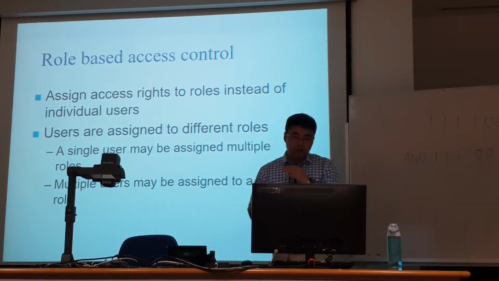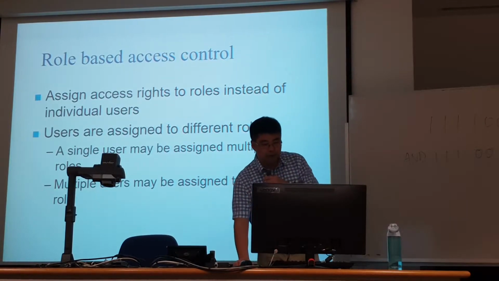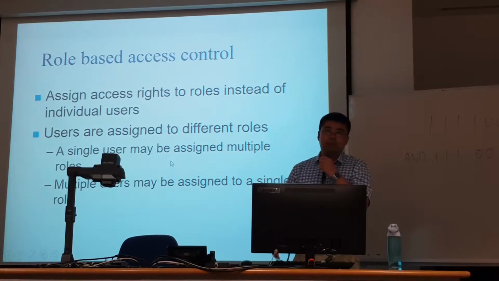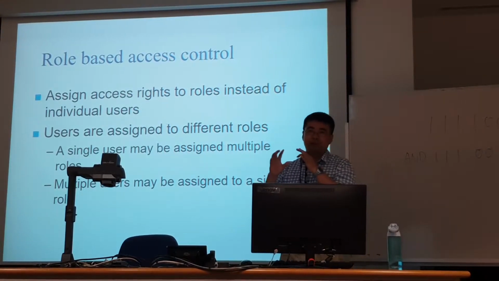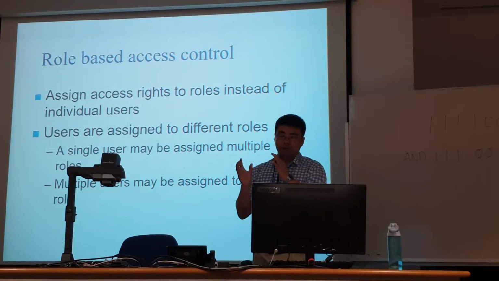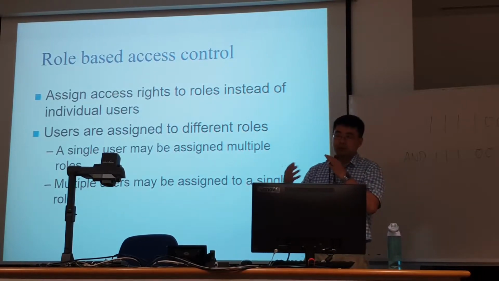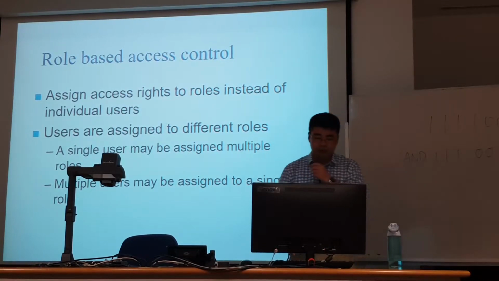All right. However, sometimes we still need to have a restriction. For example, if a single user is assigned multiple roles, sometimes there can be a problem, right? If the two roles are contradictory, then we should have some restriction that does not allow these two roles with contradictory requirements to be assigned to a single user.